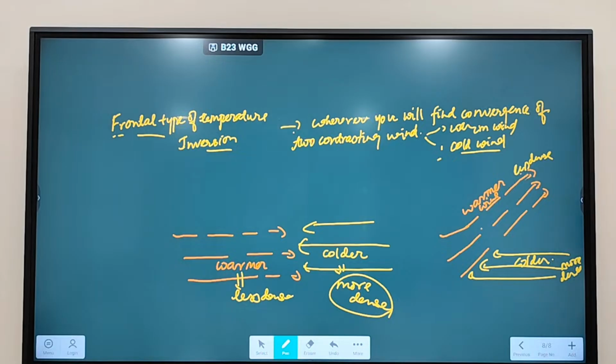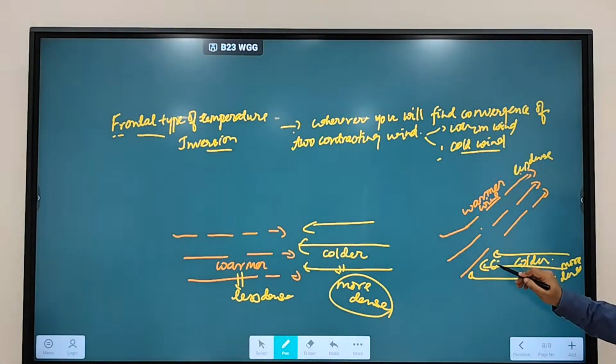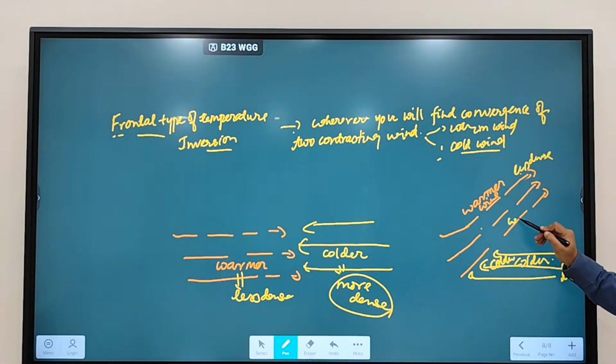Less dense will go up over more dense. When this wind goes up, what will happen? You will see which type of wind is here? Colder. And here, which type of wind is there? Warmer. So as you are moving from here to here, what is happening?